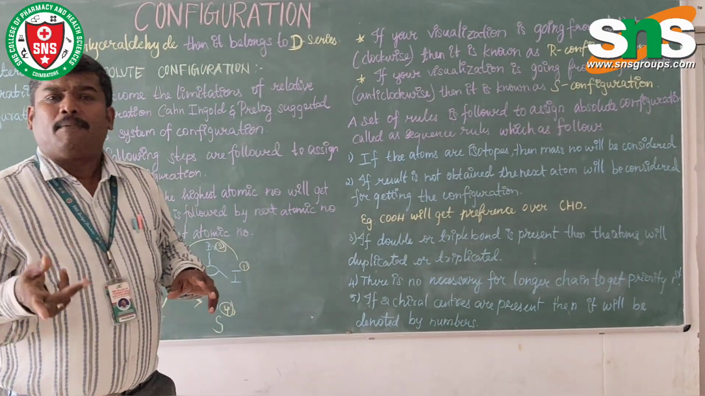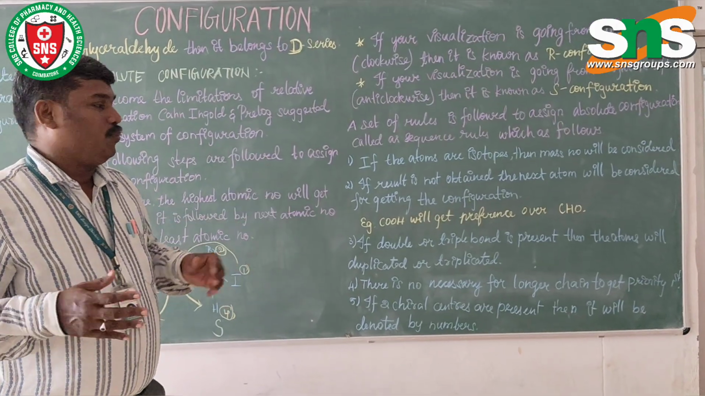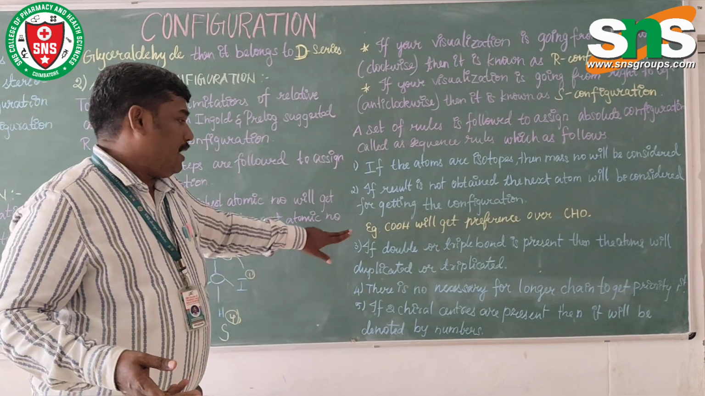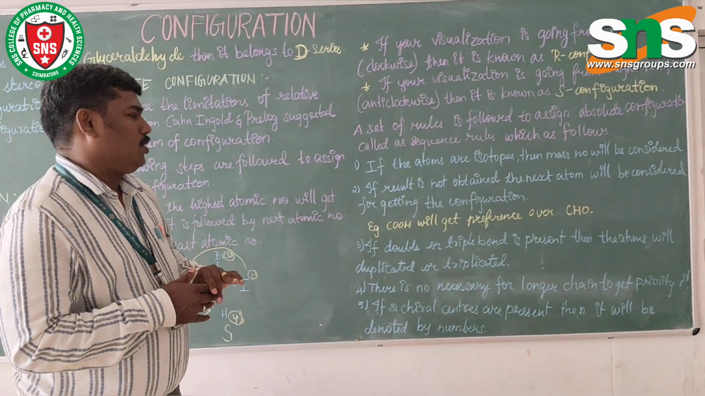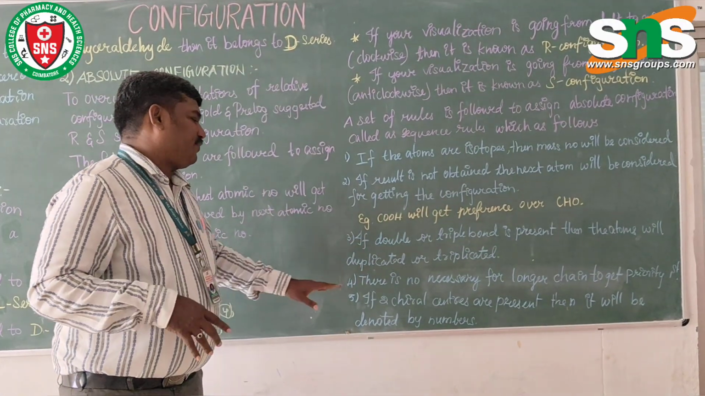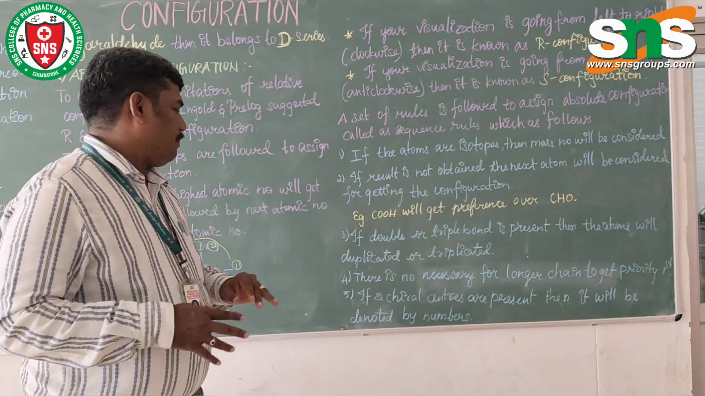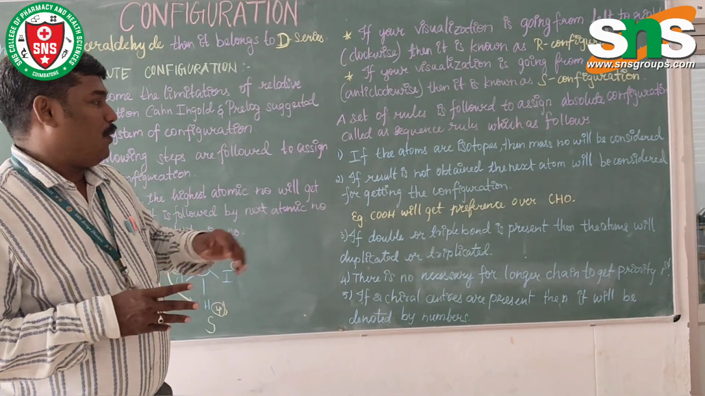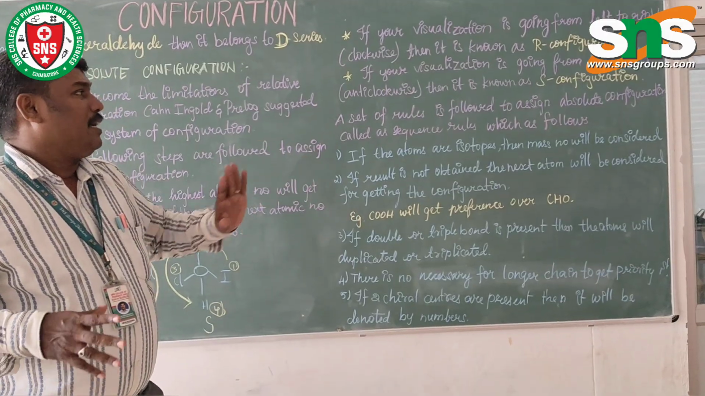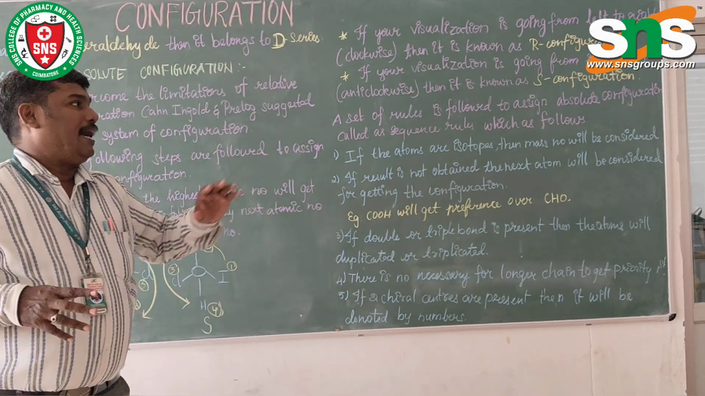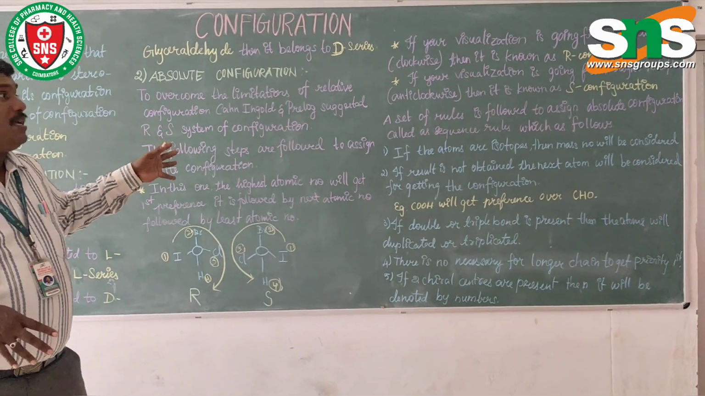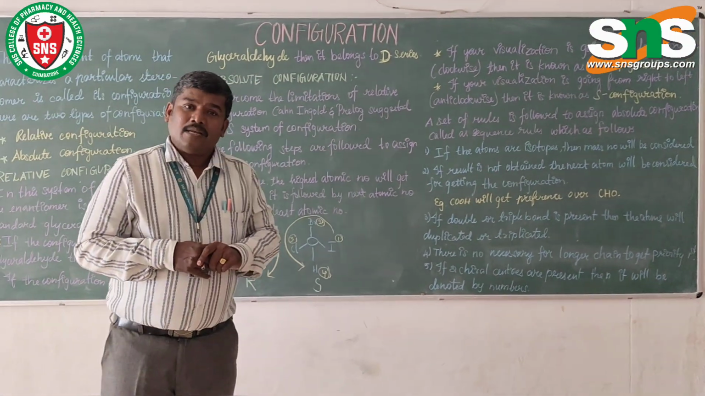Then, if double or triple bonds are present, what will we do? The atoms will be duplicated or triplicated, and a longer chain gets the priority. If two chiral centers are present, they will be denoted by numbers, that is, how many atoms are present will be denoted by the number. So this is the sequence rule in order to assign the absolute configuration. I hope you could understand what configuration is and what the types of configuration are. Thank you all.